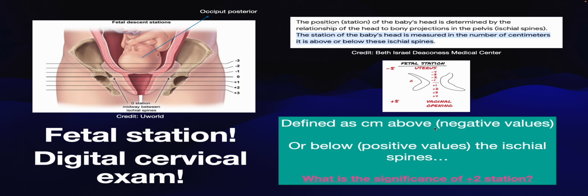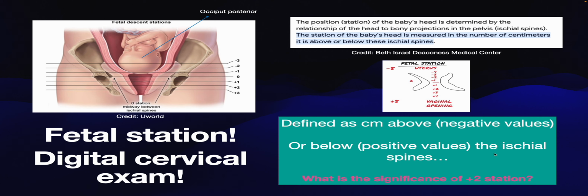Okay, so driving home the point of fetal station and its importance in the second stage of labor, I have multiple diagrams here. This one gives the upper and lower bounds of the fetal station measurement: plus 5 centimeters at the vaginal opening and minus 5 centimeters at the uterus. So, the significance of the +2 station.